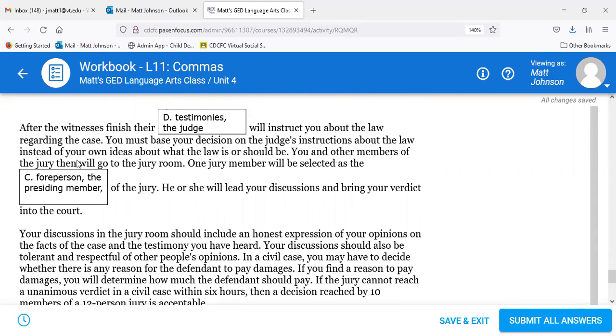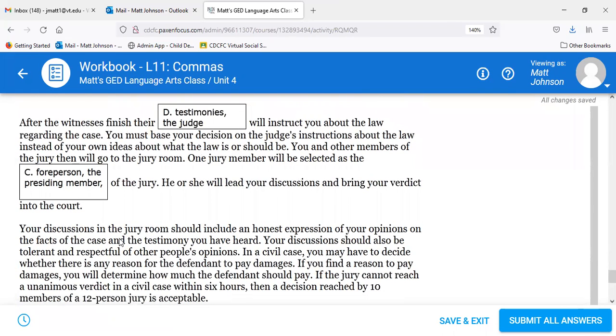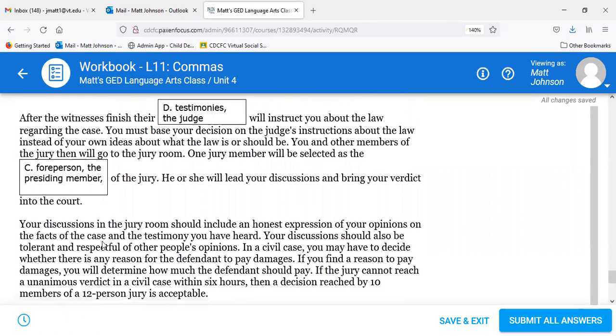One jury member will be selected as the foreperson of the jury. So you could eliminate the presiding member. That's additional information. You could just simply say one jury member will be selected as the foreperson of the jury. But by adding the commas, foreperson, comma, the presiding member, comma, of the jury, it gives you a little bit of information as far as what the foreperson does. Yep, good job. And finally here, we've got two more.